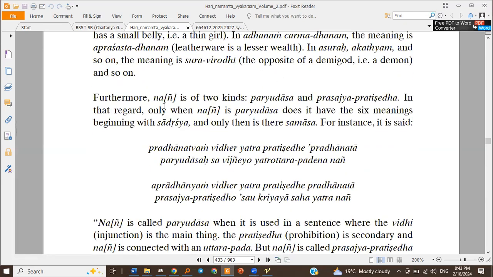Then, furthermore, na is of two kinds: paryudasa and prasajya pratishedha. In that regard, only when na is paryudasa does it have the 6 meanings beginning with sadrishya, and only then is there samasa. For instance, it is said, pradhanatvam vidher yatra pratishedhe pradhanata paryudasah savignayo yatrottara padena na. Apradhanyam vidher yatra pratishedhe pradhanata prasajya pratishedhosau kriyaya saha yatra na.